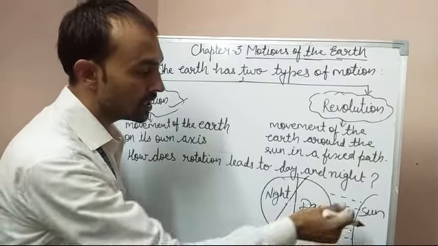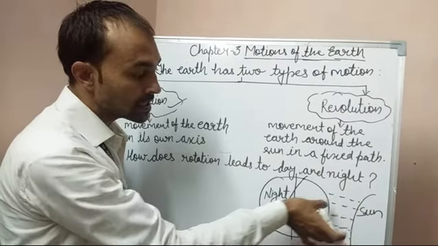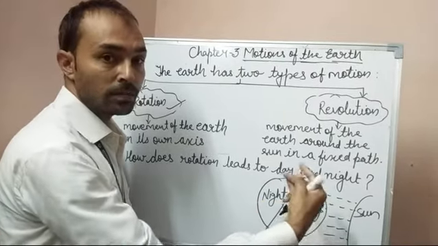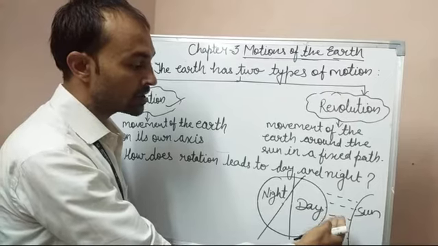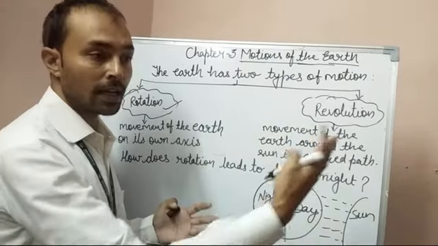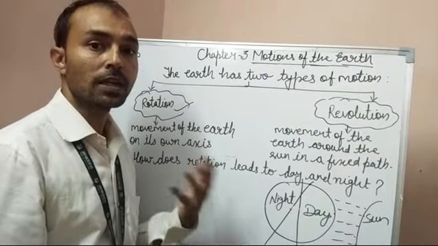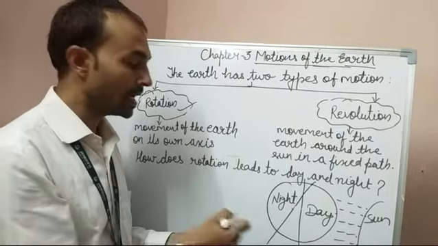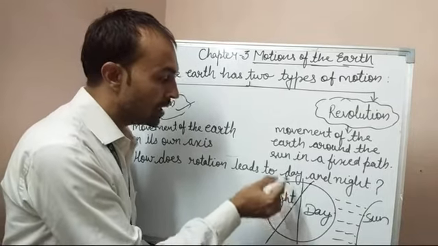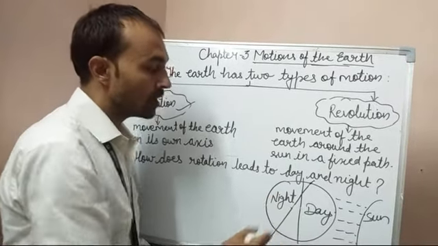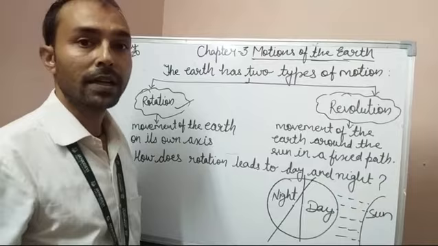So what exactly happens when the sun reaches straight towards the front side of this globe? The part of the earth which gets the direct sun rays has day, whereas at the back side there is no sunlight, and because of this there is night. So now let's understand this concept in a better way.